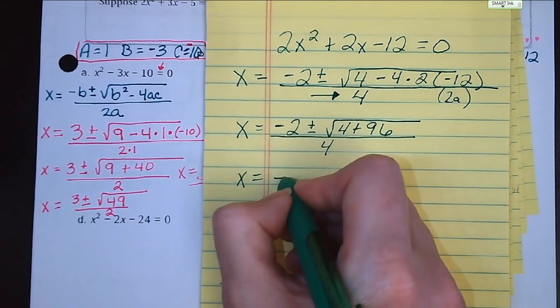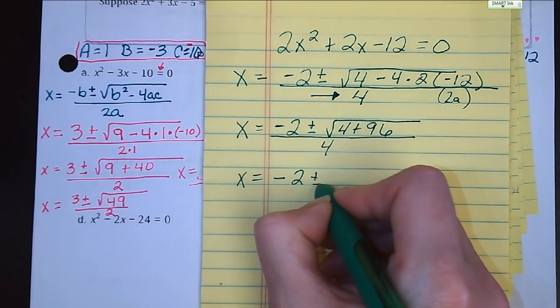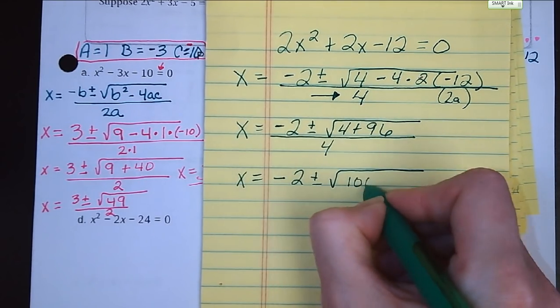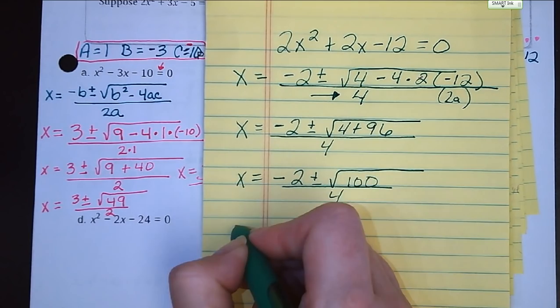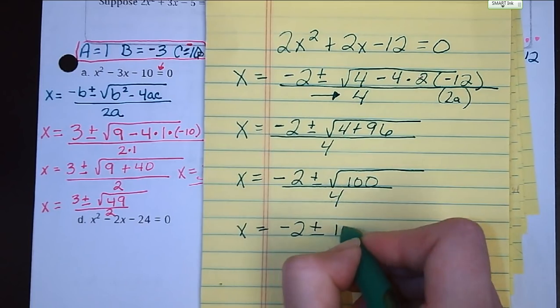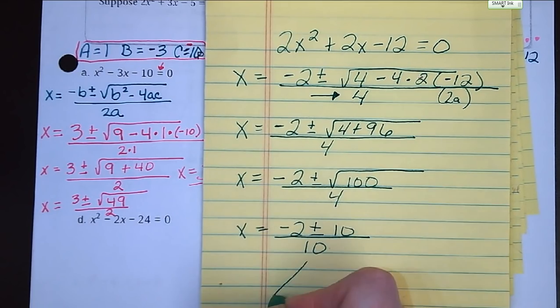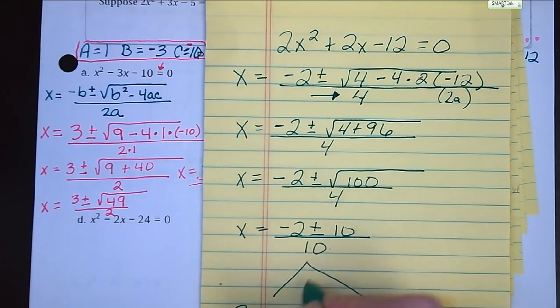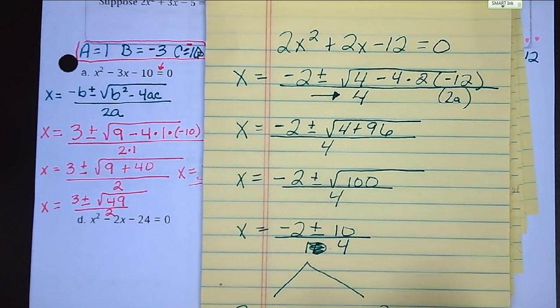So x equals negative 2 plus or minus the square root of 100 over 4. X equals negative 2 plus or minus 10 over 4. So negative 2 plus 10 is 8, divided by 4 is 2. Negative 2 minus 10 is negative 12, divided by 4 is negative 3.